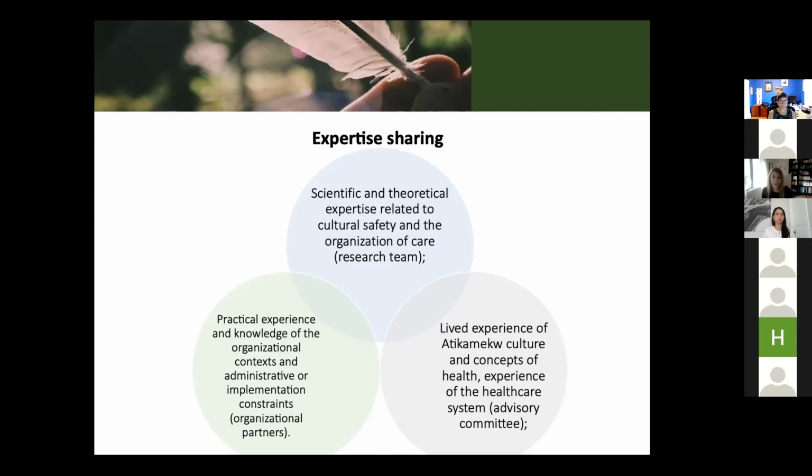And finally, the third type of expertise is the practical experience and knowledge of the particular organizational context, and also related administrative or implementation constraints of the healthcare system, which is brought by the organizational partners through the representatives that are delegated to take part in the project.